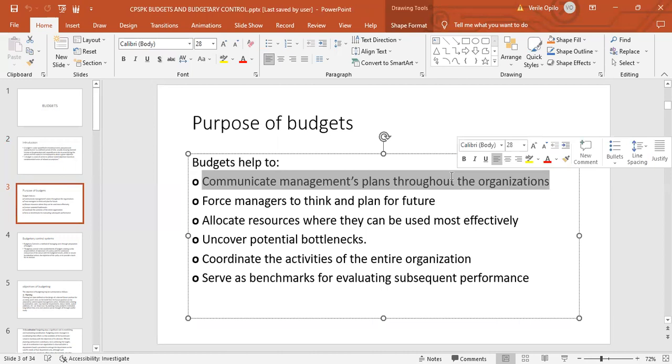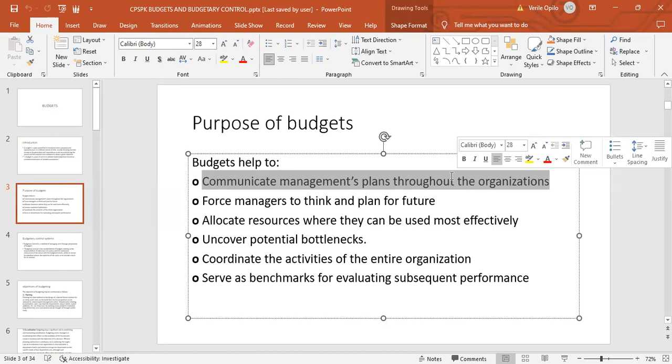The first one is that it helps to communicate the management's plan throughout the organization. We have so many types of budgets, as you're going to see. We have the sales budget, the production budget, the labor budget, the materials budget. By just looking at the budget, you can see, for example, in terms of production, how many units the business intends to produce.